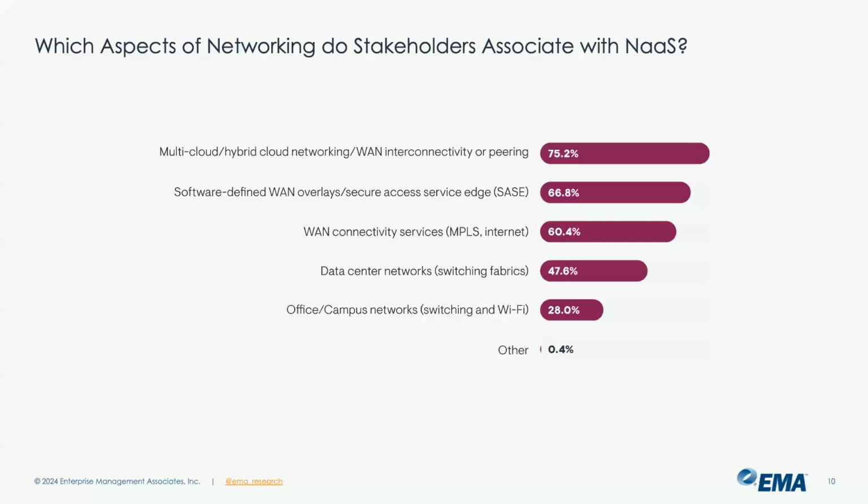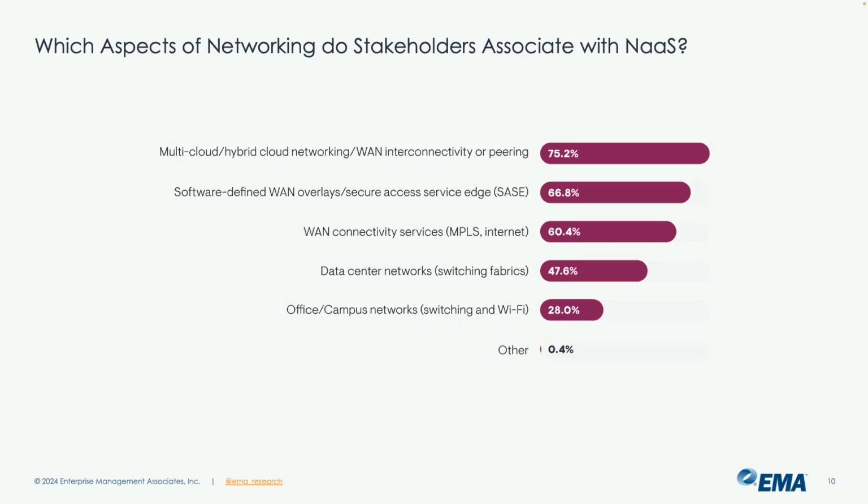So let's define NaaS. We asked these 250 people, what aspects of your networking do you associate with the term networking as a service? And you see multi-cloud, hybrid cloud networking, or WAN interconnectivity or peering, which I just bunched together into one category, was 3 out of 4 of them immediately associated with that. And then you see also WAN overlay technologies like software-defined WAN, secure access service edge, aka SASE.